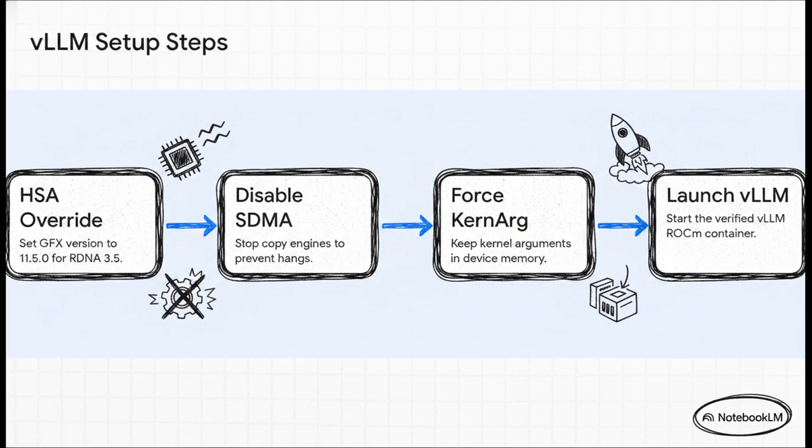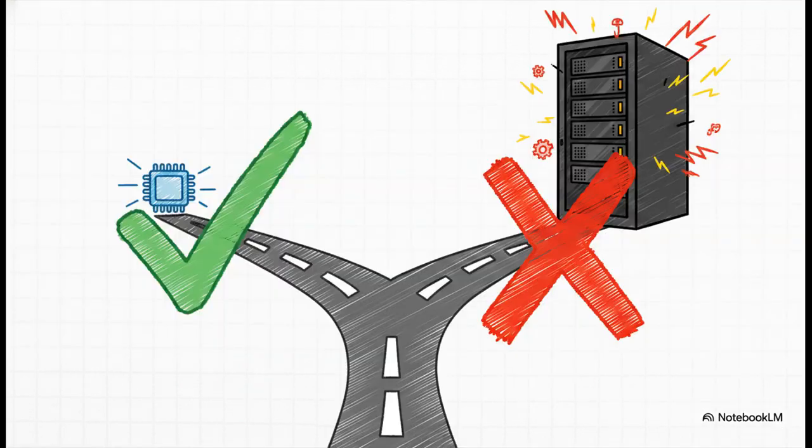If they race, the system chokes and you get a complete system hang. Third, force the kernel arguments right into device memory to avoid faults on UMA architectures. And once all those are locked in, you can finally launch the vLLM ROCm container. But wait, before you pull that container down, there is a massive pitfall here you have to avoid.